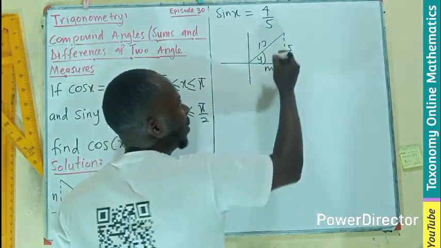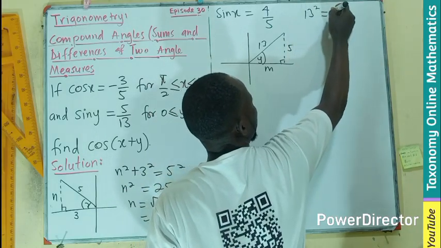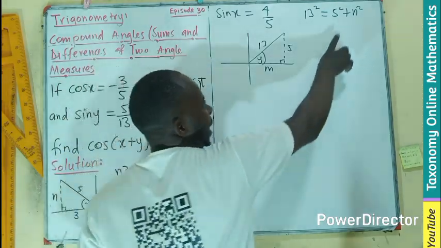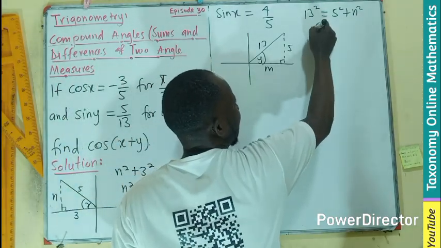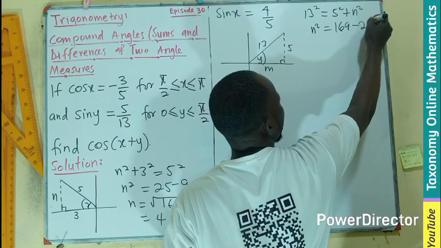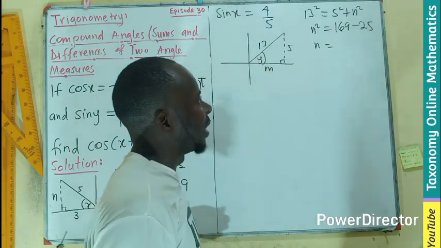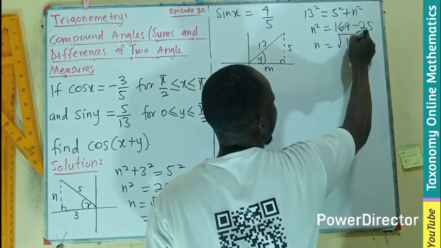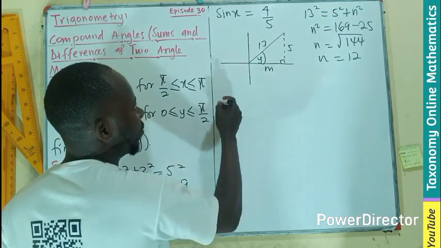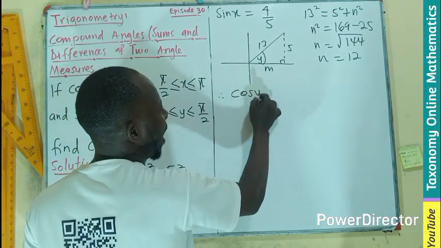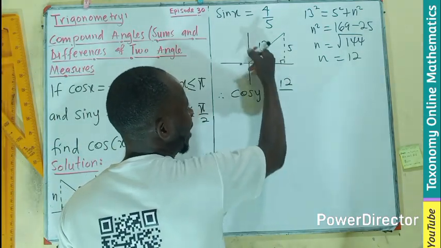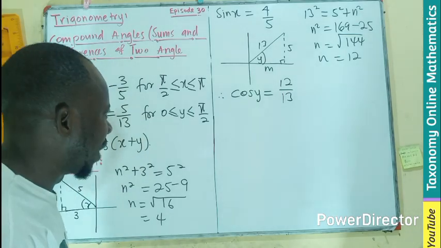By the Pythagoras theorem, you have your 13 squared equals 5 squared plus what? n squared. Is that not it? So we maintain this one there and have our n squared equals 169 minus what? 25. If you subtract that, you still have 144. So the root of 144 makes n equal to 12. So here is 12. Therefore, the cos of the angle y, which is CAH, the adjacent side here, 12, over the hypotenuse, 13. So that is what we are looking for.